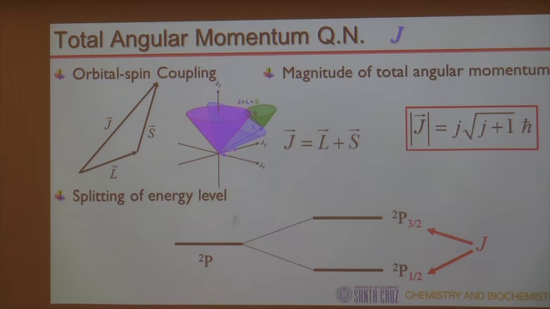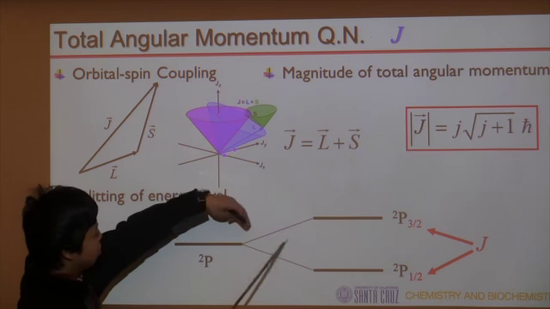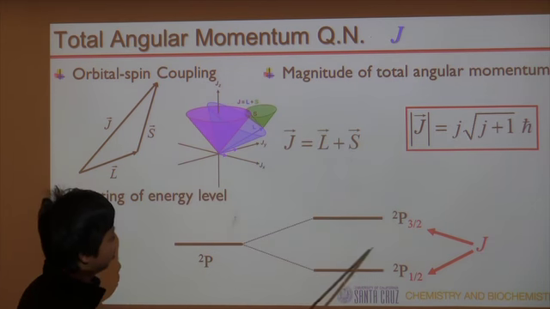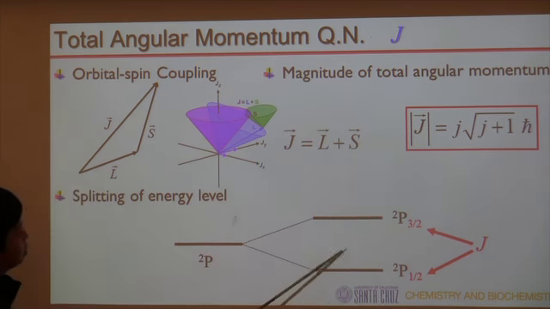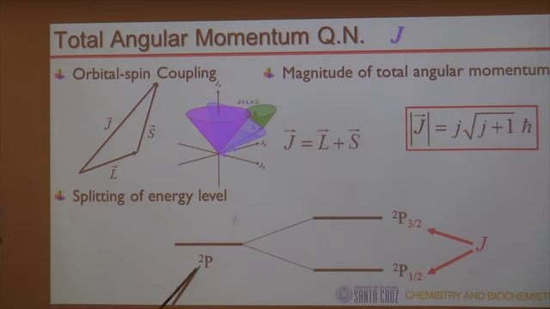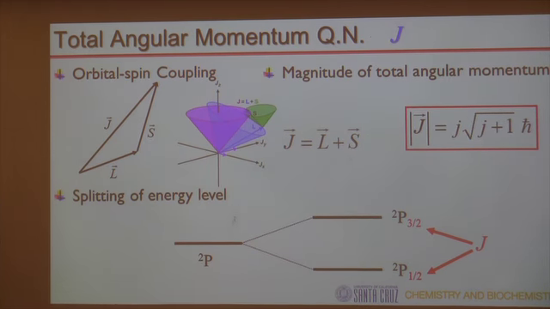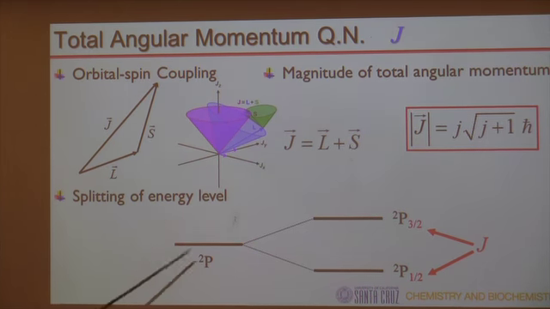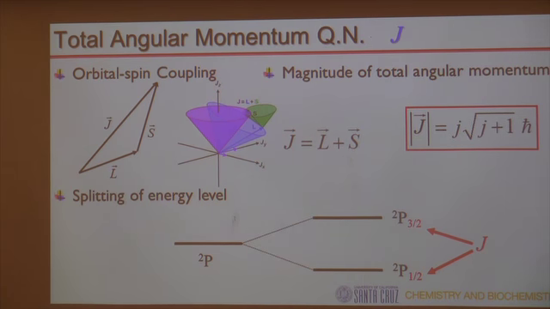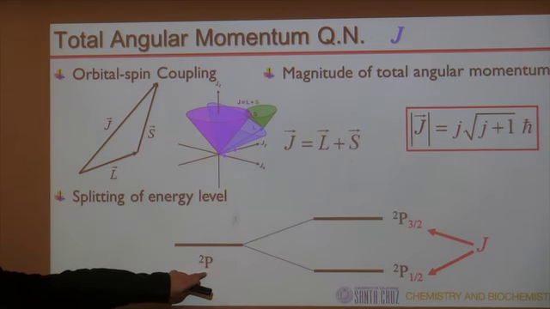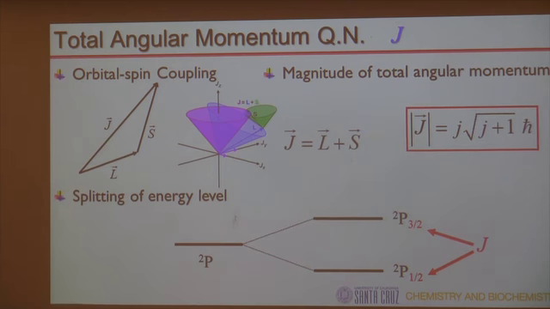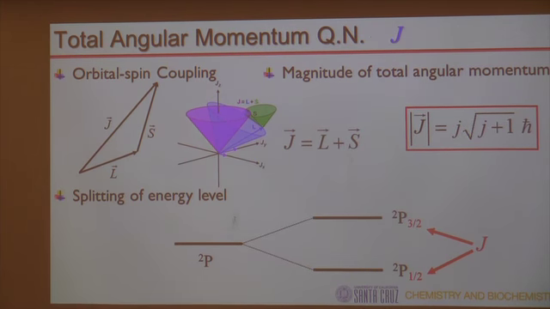Okay. And this splitting, if you compare, if I put the initial energy level here, the splitting is pretty small. It's not quite obvious, but it's a small splitting according to the J value. If this state has two J values, then it's split into two. If it has n J values, then it's split into n. Later you will be able to tell how many J values there are if I just give you the term symbol.